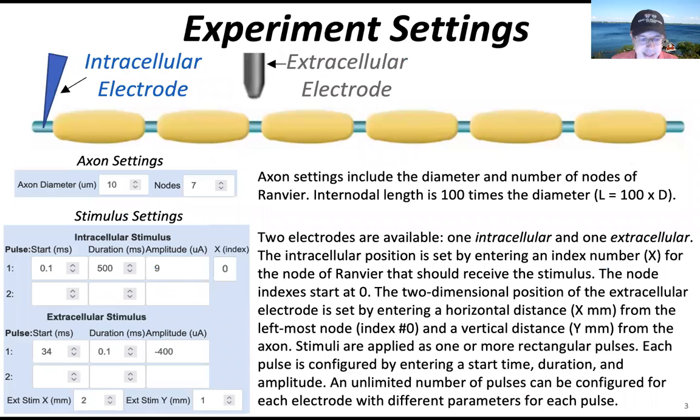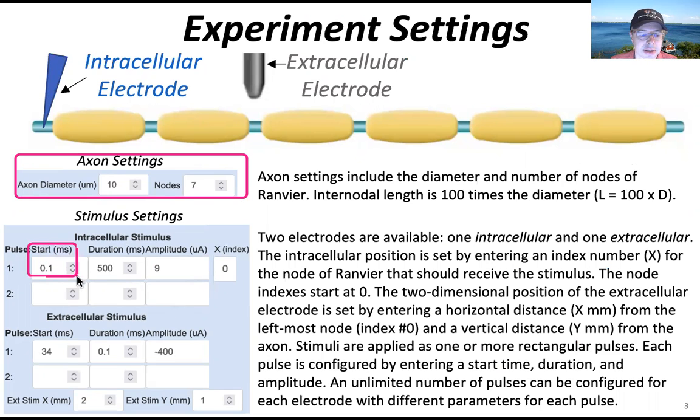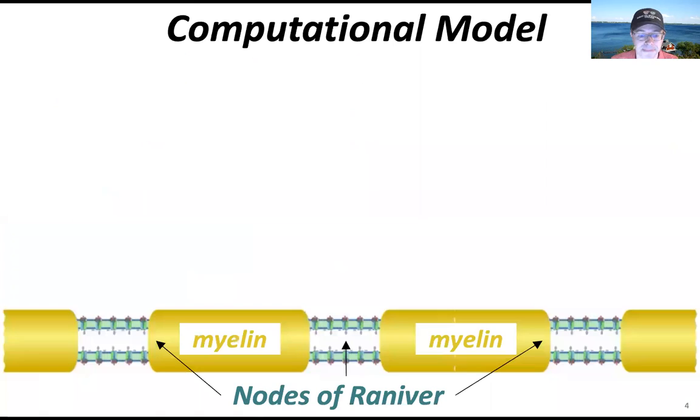The experiment settings involve a couple of settings for the axon itself, as well as stimulus settings for the intracellular and extracellular electrodes. Each electrode can apply pulses. A pulse is defined using a start time, a duration, and an amplitude, and each electrode can have as many pulses as you wish. And you can also configure the locations of the electrodes with respect to the axon.